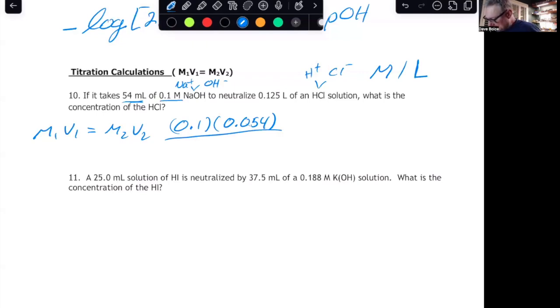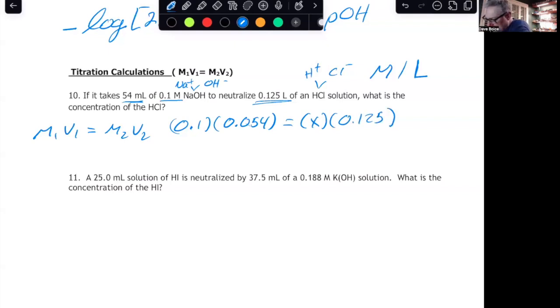Okay, and equals M2V2. And so in this case, my M2 is what I'm looking for, and my V2 is right here. And that is already in liters, so that's nice. 0.125.